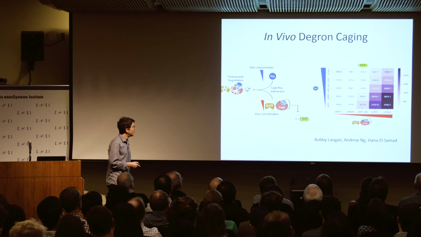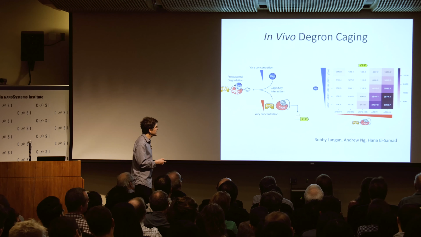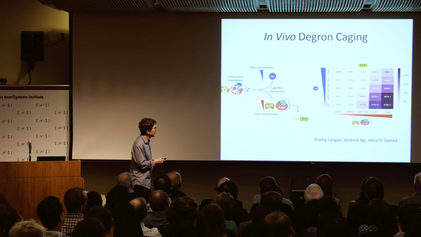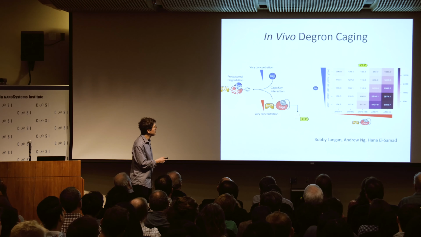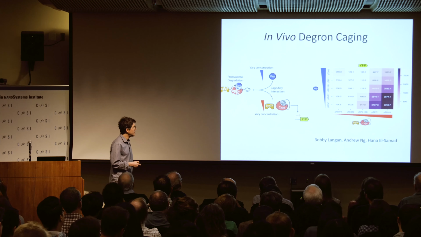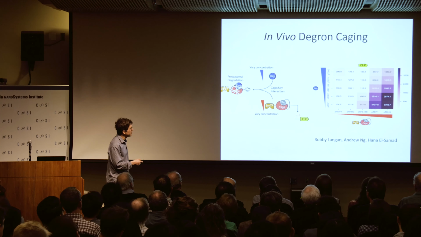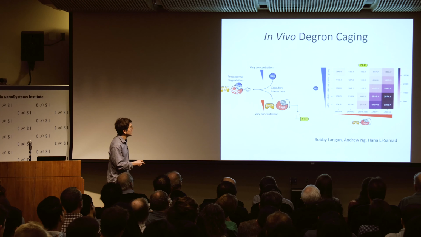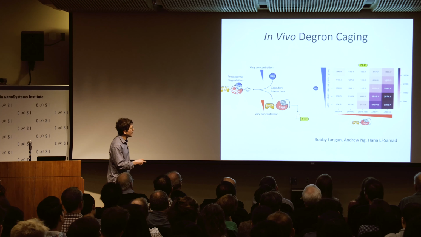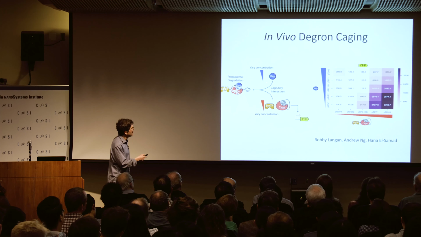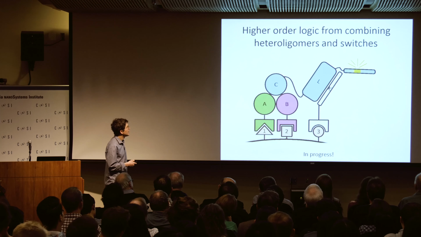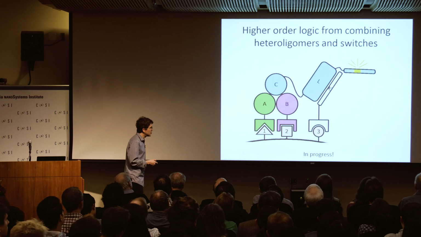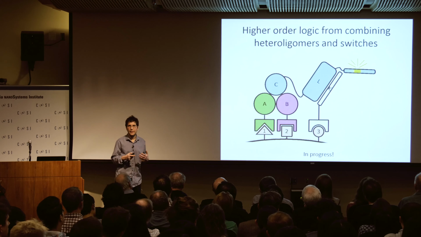So Hana El-Samad's lab has shown that these lock key systems work inside cells. Here we have a transcription factor that has this cage with, instead of a BCL2 binding peptide, a degron, a sequence which causes degradation. So in the absence of the key, this transcription factor induces transcription. When the key is expressed separately, the amount of transcription factor decreases. That's along this axis, more and more key, because it binds to the cage, exposing the degron, which then leads to degradation.